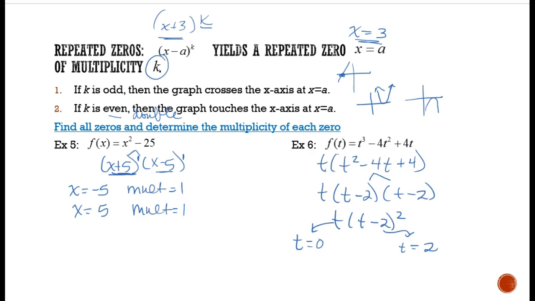This t right here has a multiplicity of 1. It's t to the first power out here. But this guy, it appeared twice, right? We wrote it as squared. So this one has a multiplicity of 2, which means that if I were graphing this, it would bounce where x is 2.